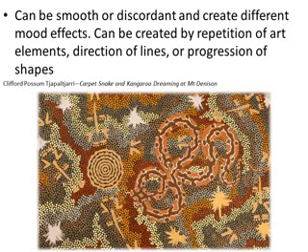Rhythm or repetition can be smooth or discordant and create different mood effects. It can be created by repetition of art elements, directions of lines, or progression of shapes. So have a look at this particular artwork. How would you describe the rhythm and repetition in it? Would you describe it as smooth or discordant? What mood does it create for you? How has the artist's use of repetition generated a mood or a feeling or meaning for you?